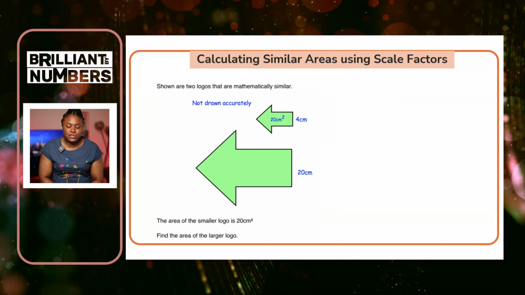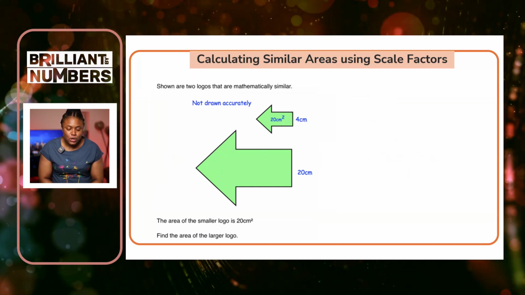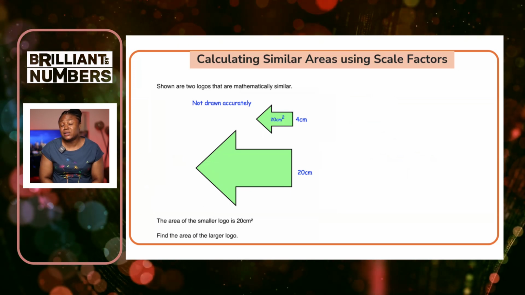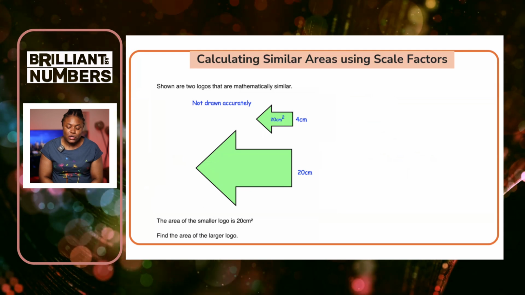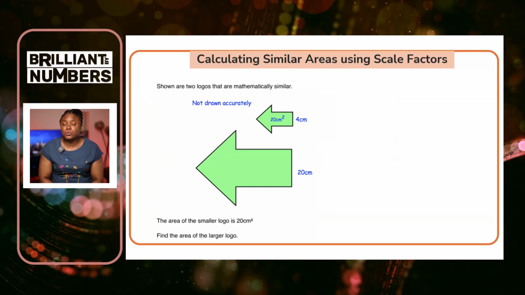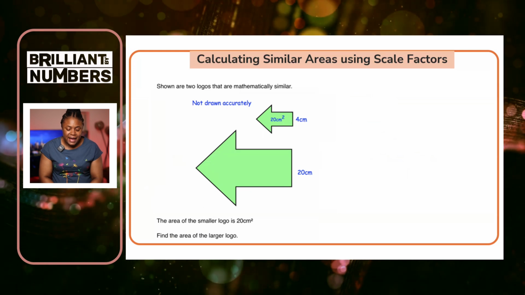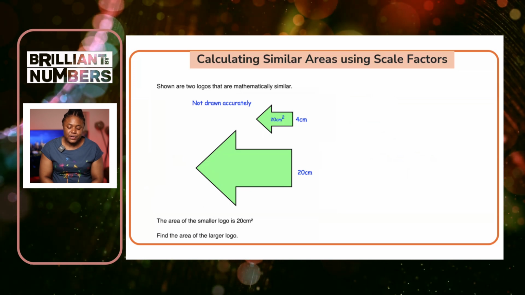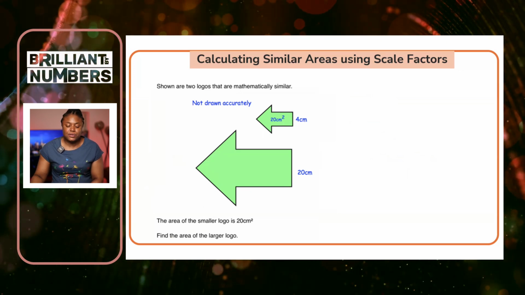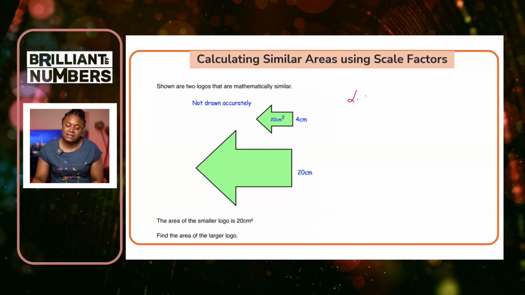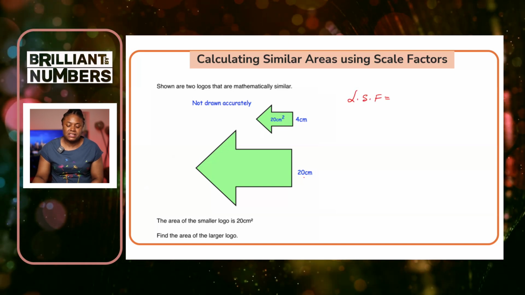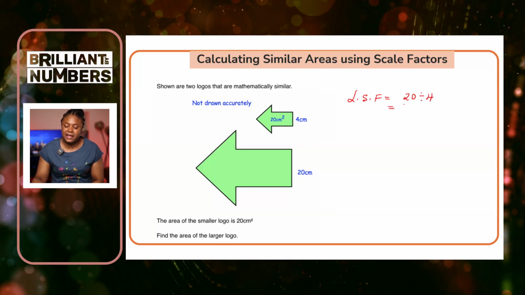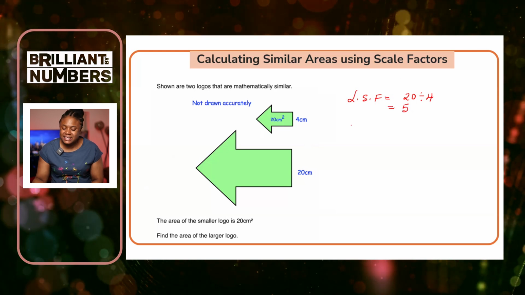Shown are 2 logos that are mathematically similar. We're given the area of the smaller logo to be 20 centimeters squared and the side is 4 centimeters. We only know the length of the larger one, which is 20 centimeters. Find the area of the larger logo. So again, I need to find my linear scale factor. Matching sides are 20 and 4. So if I do 20 divided by 4, the answer is 5. So the linear scale factor is 5.